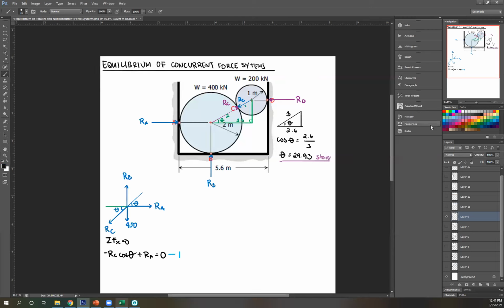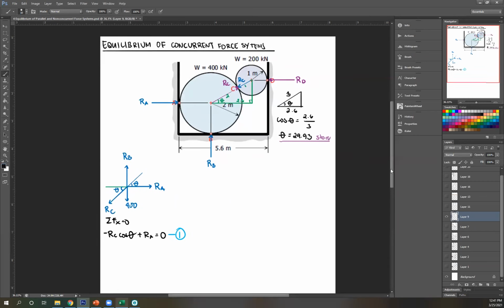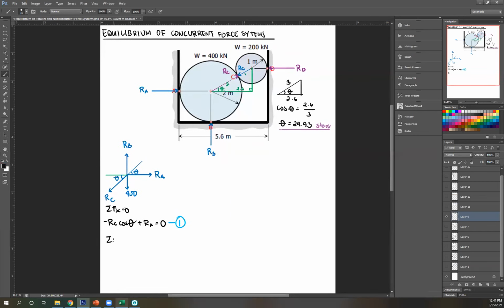Next. Summation of forces y. Summation of forces y equals 0. So RC is downward. Negative RC sine theta plus RB, since upward. Next, minus 400 since downward, equals 0. That's your equation 2. Nothing to solve for yet. Okay, next.